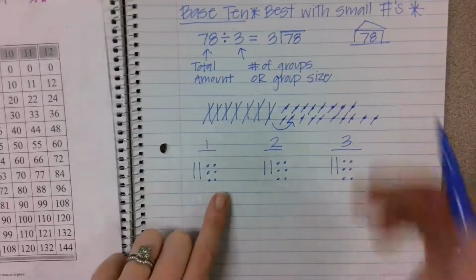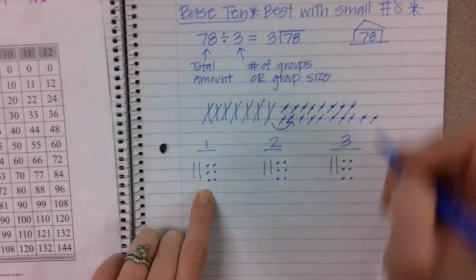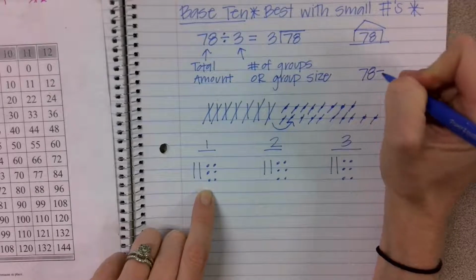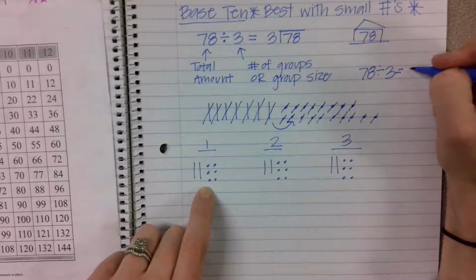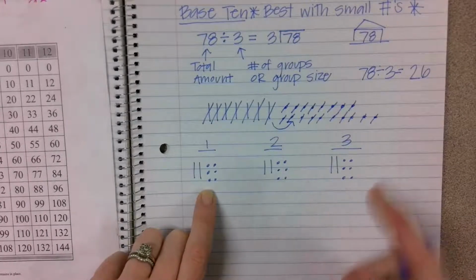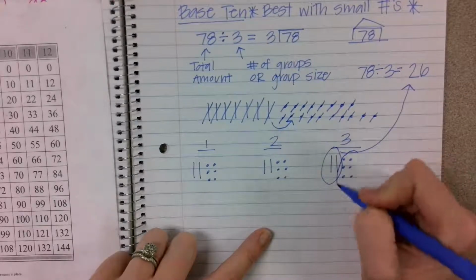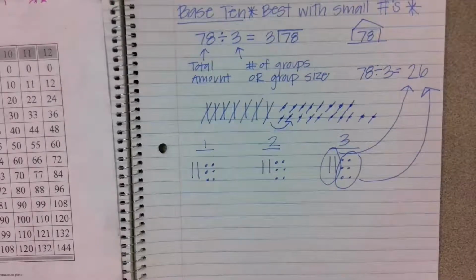So that means my answer would be, let's see, 78 divided by 3 equals 26. The 2 is from here, and the 6 is from there, okay?